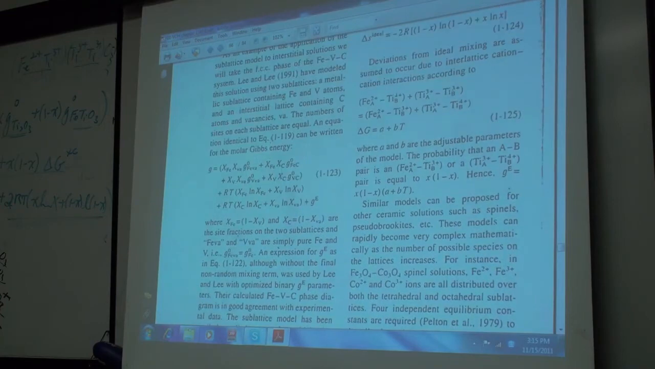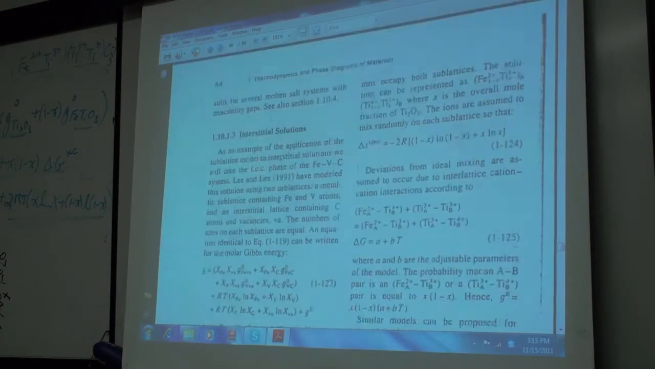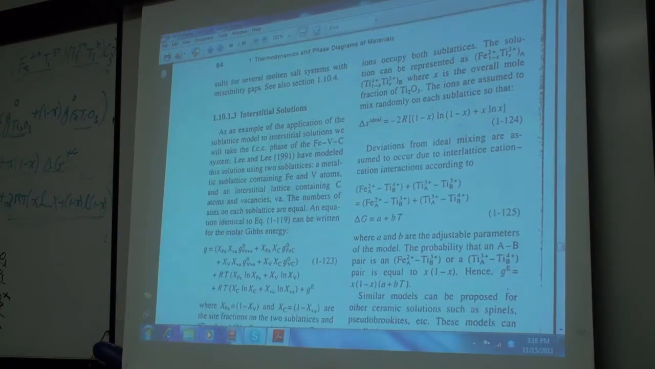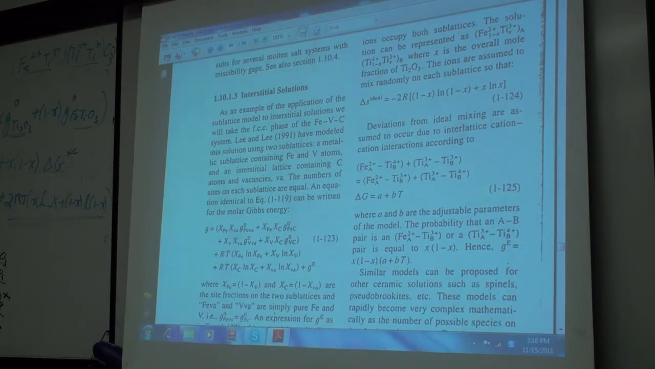Actually, this was 2001, so people were still thinking the old way, so I did it in the opposite direction now. So here's the solution I just talked about: iron 2+, titanium 3+ on the A lattice, titanium 4+, titanium 3+ on the B lattice. I know the iron and the Ti4+ are mixing on their lattice, and these are mixing on this lattice.